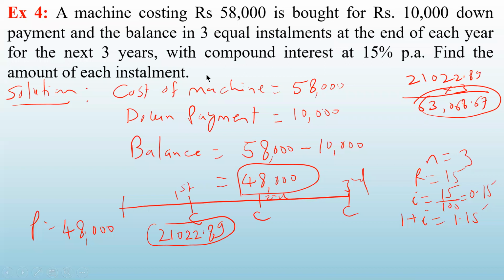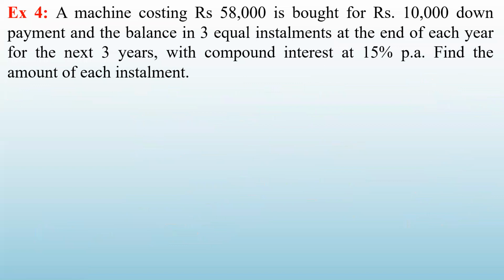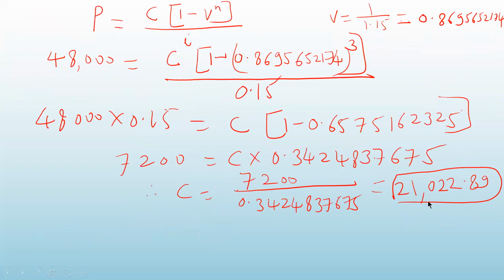What you have to do here, once again, see the cost of machine is 58,000. The down payment is 10,000. So the balance amount, which is 48,000, he is not paying today. He is paying in the installment. You have to find out that installment amount. So P is 48,000 and C you have to calculate. In a similar way as we did in the previous problem, putting all the values in the formula and finding the value of C. Okay. I hope you have understood.